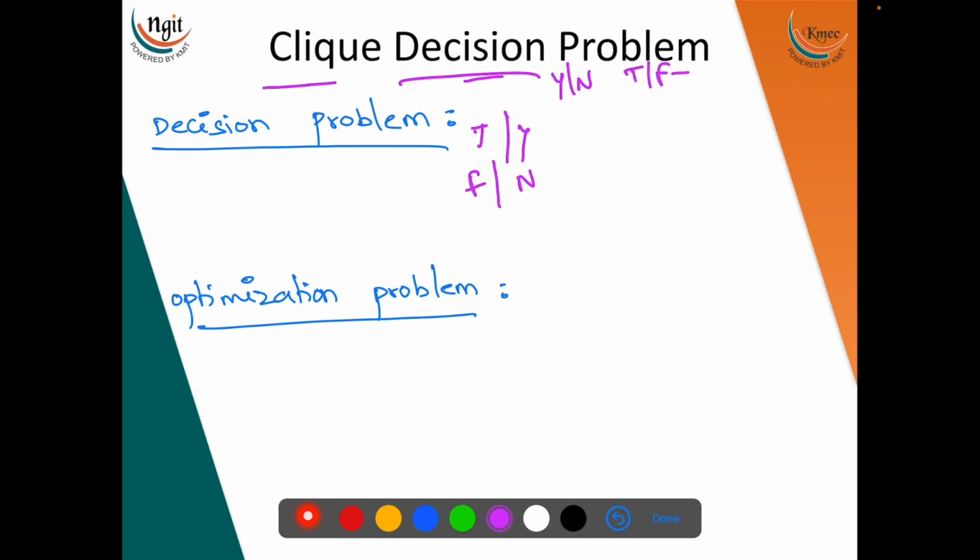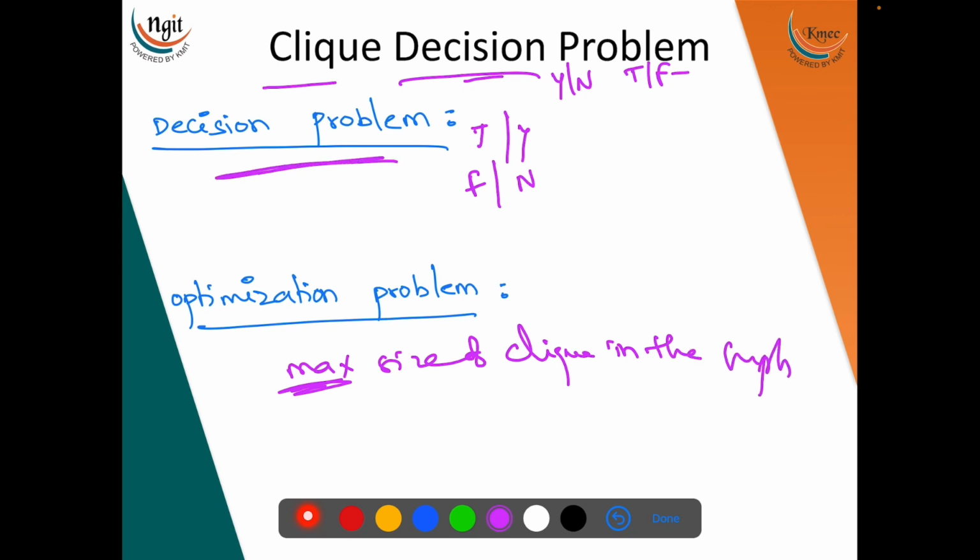An optimization problem asks for the maximum size of a clique in the graph. It says whether cliques are there, and if they are, how large they are; we tell the maximum size. That is the difference between a decision problem and an optimization problem. In the decision problem, we consider the value K, that is, whether a graph has a clique of size K or not. In optimization, we find the maximum clique in a graph.